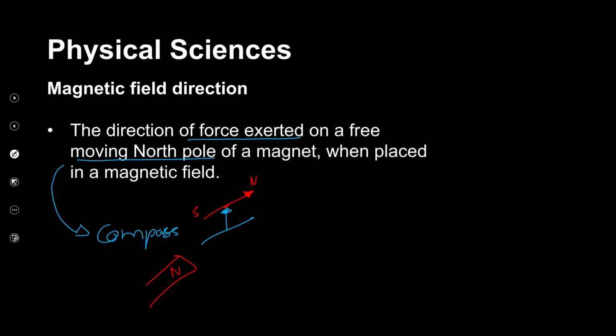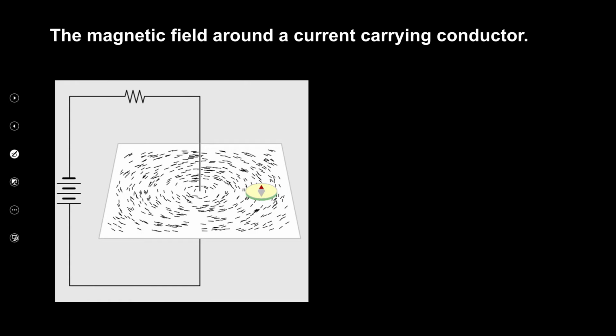The direction of force exerted on a magnet when placed in a magnetic field. That's the direction. So the direction of the field is always the force on a compass. The direction of the force is indicated by the direction of the North Pole of the compass.